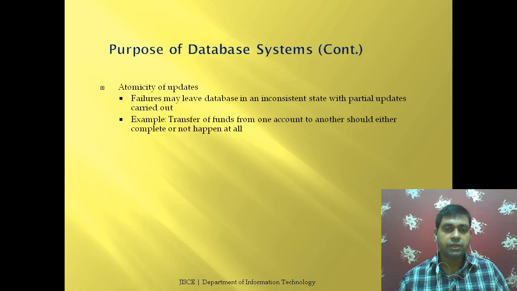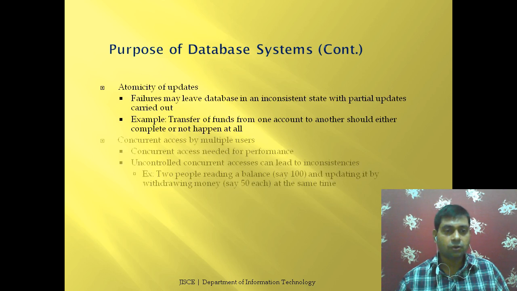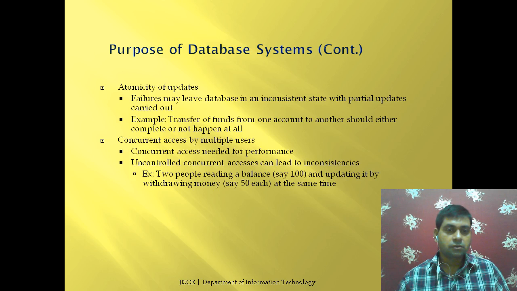Failures may leave database in an inconsistent state with partial updates carried out. Let's say, for example, transfer of funds from one account to another should either complete or not happen at all. Then, due to concurrent access by multiple users, it reduces the performance. The uncontrolled concurrent access can lead to inconsistencies as well. There is a security problem, hard to provide user access to some but not all data.